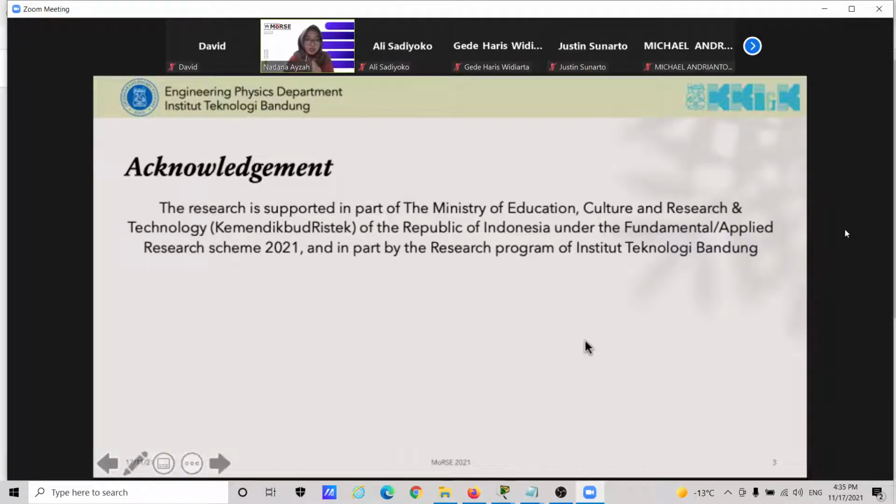This research is supported by Kemendikbud Ristek of the Republic of Indonesia under the Fundamental or Applied Research Team 2021, and in part by the research program of Institut Teknologi Bandung.